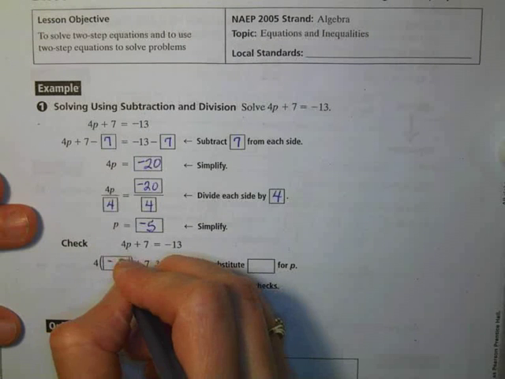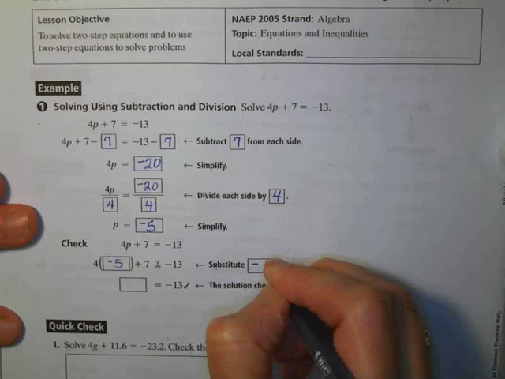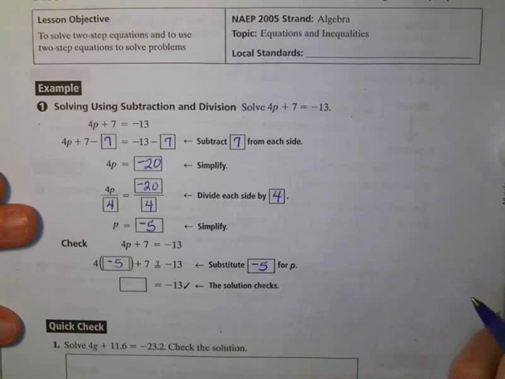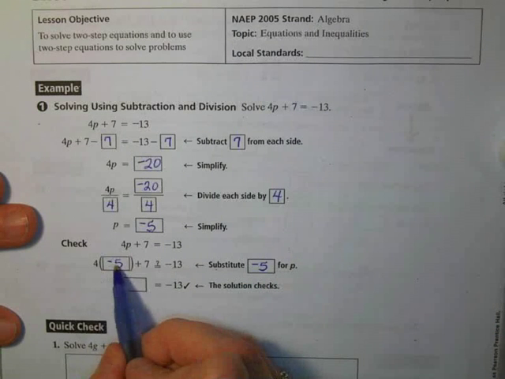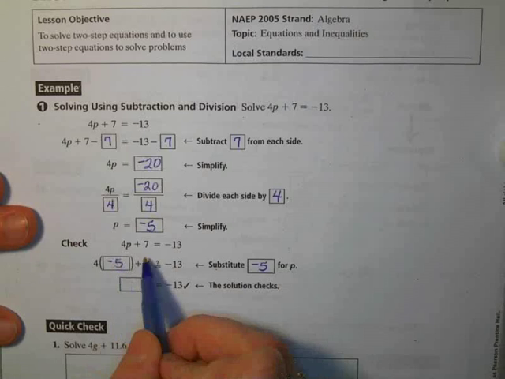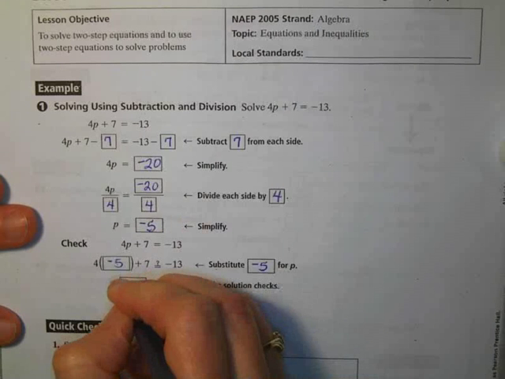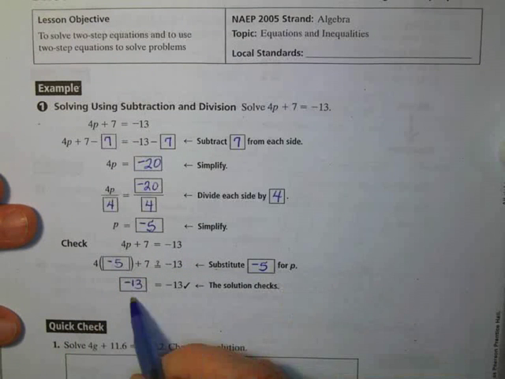Now to check, I simply substitute in negative 5 for p and simplify. So 4 times negative 5 is negative 20 plus positive 7 is negative 13. Negative 13 is equal to negative 13. So the solution checks.